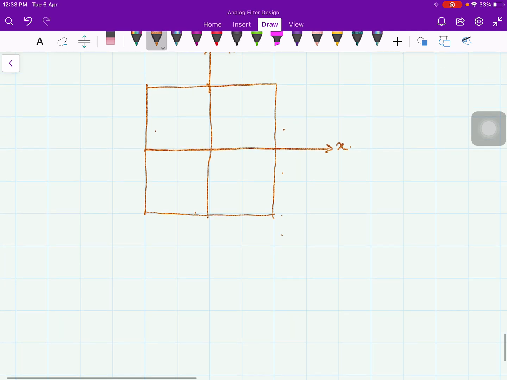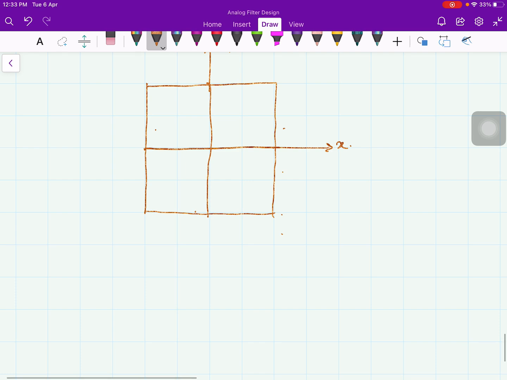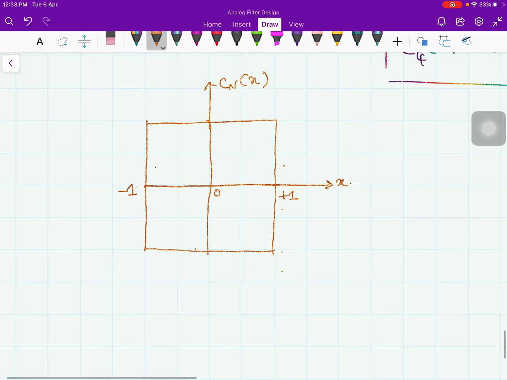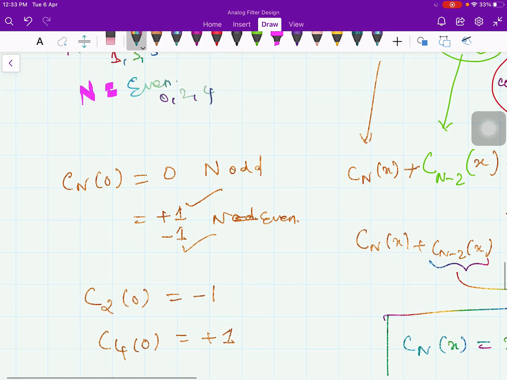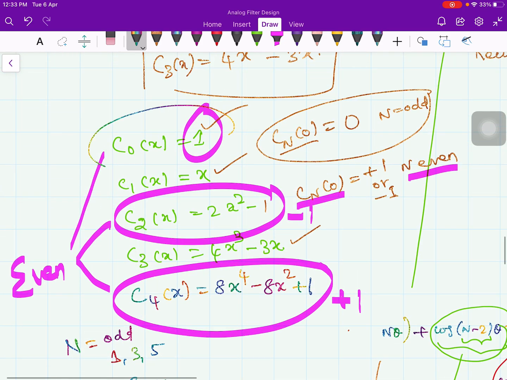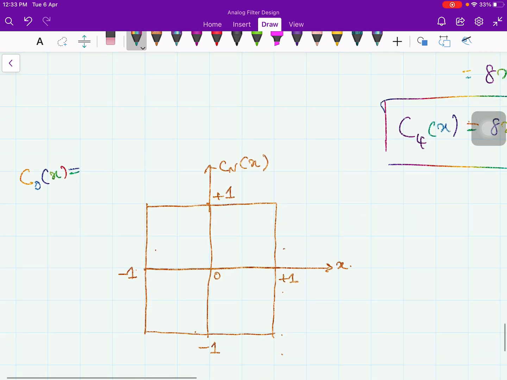Okay, so this point is x equal to minus 1, and this is plus 1, and the center point is 0. Cn of x is plus 1 here, minus 1 here. Now what is C0 of x? We have done that. It's a constant 1. Therefore C0 of x will be like this.